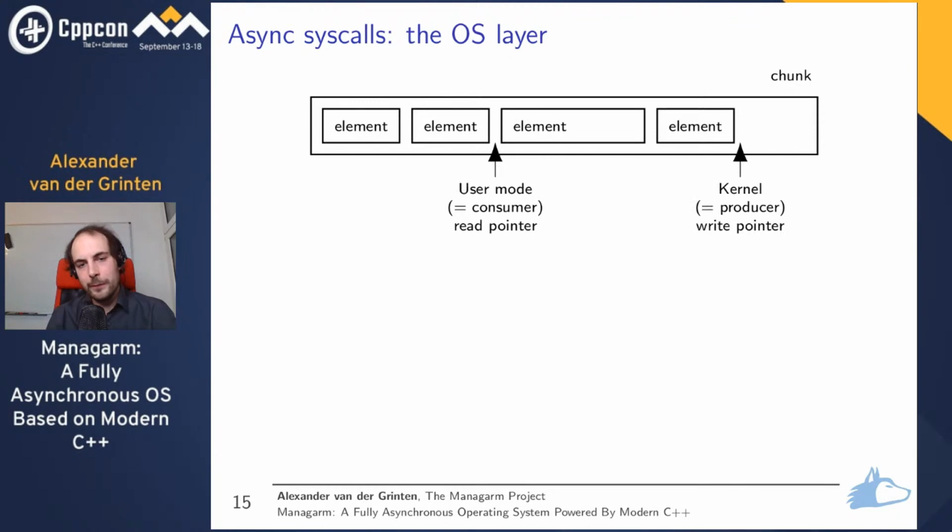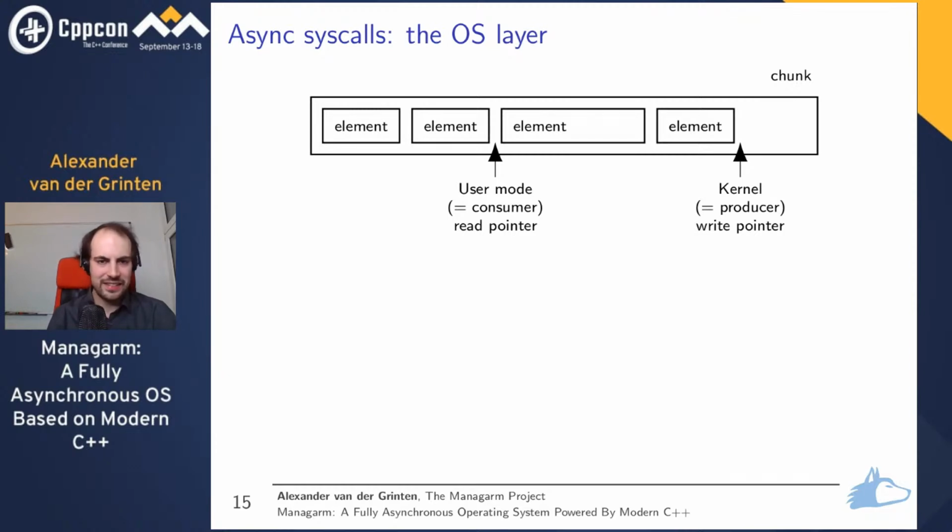Well, both store a pointer, and because the kernel is the producer, it stores a pointer that points past the last element that it wrote, whereas user mode is the consumer, and it stores a pointer past the last element that it consumed already. Which means that both pointers always go to the right, because the kernel keeps producing more elements, and user mode keeps consuming more elements.